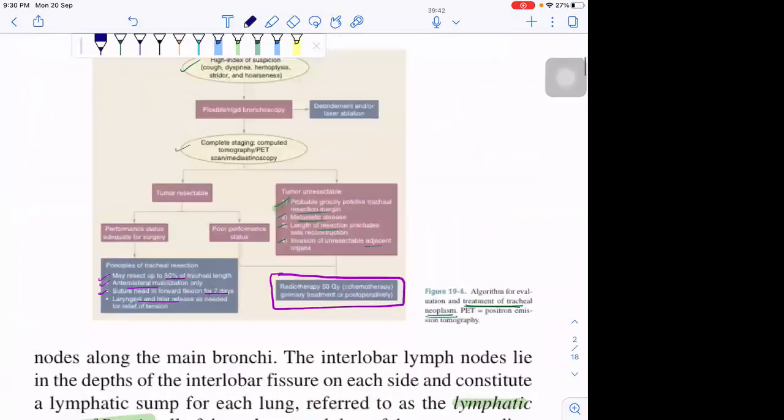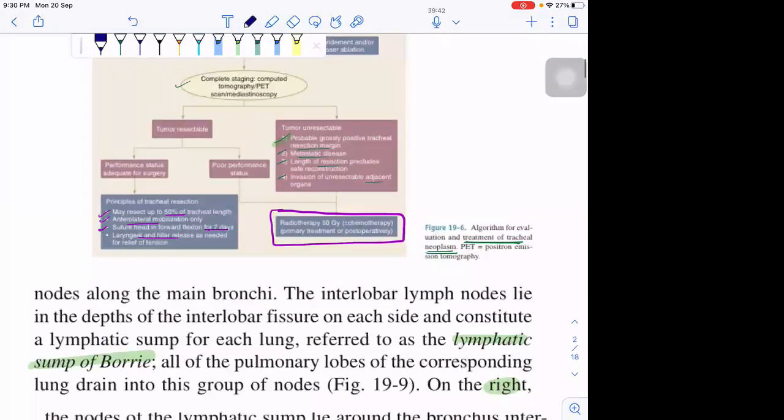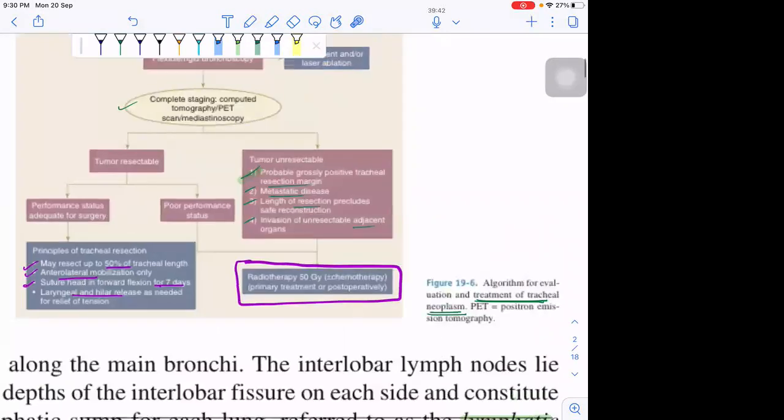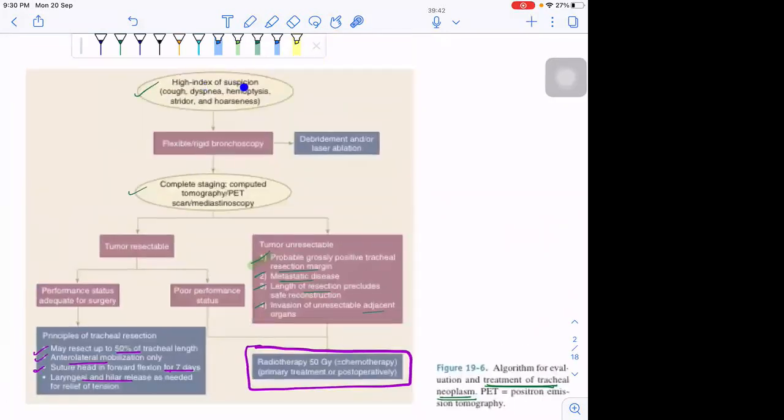Next comes the algorithm for the evaluation and treatment of tracheal neoplasm. When a tracheal neoplasm is suspected, with cough, dyspnea, hemoptysis, stridor, hoarseness, you have to do flexible or rigid bronchoscopy, followed by complete staging. If debridement is possible, you can go for debridement and laser ablation at the initial stage itself, while doing bronchoscopy. If not, do complete staging using CT, PET or mediastinoscopy, and based on the findings decide whether the tumor is resectable or unresectable.